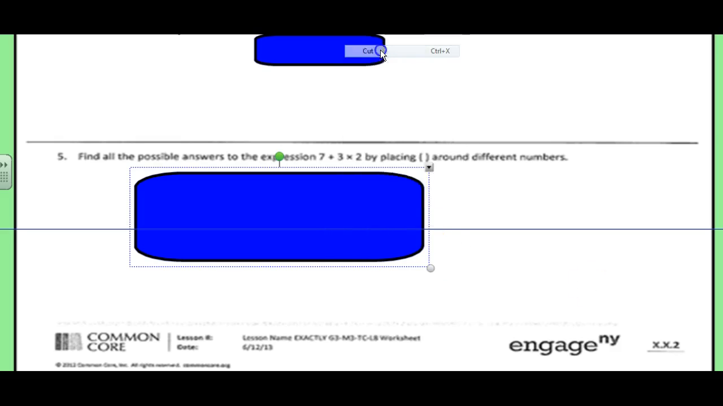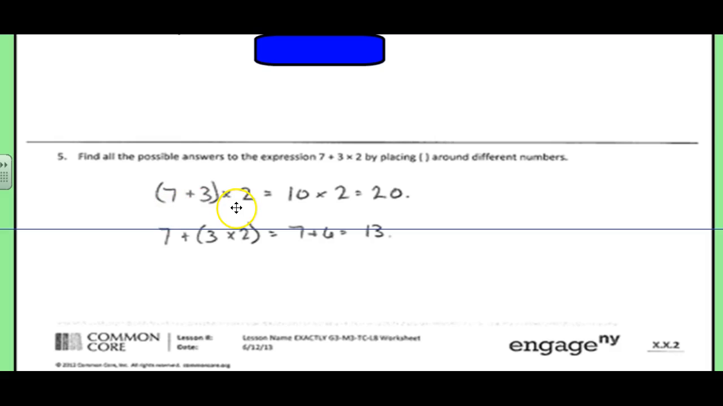So this is what I was looking for. 7 plus 3 times 2, putting the parentheses around the 7 plus 3 first, and that would have taken us to 10 times 2, and it's going to equal 20. Next way, you could have done 7 plus 3 times 2 by putting the parentheses around the 3 times 2, and that left us with 7 plus 6, which equals 13.